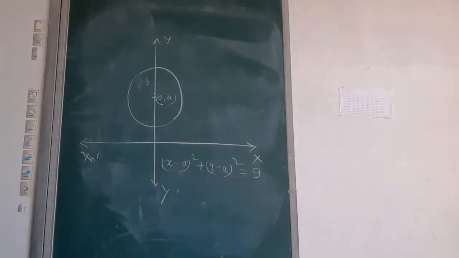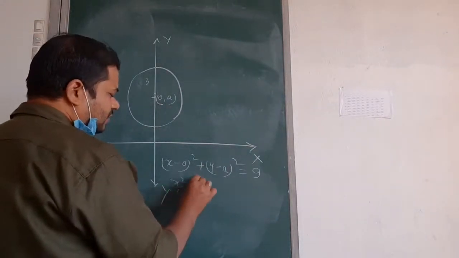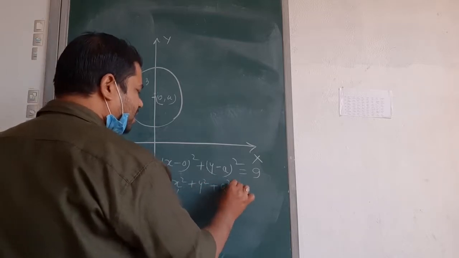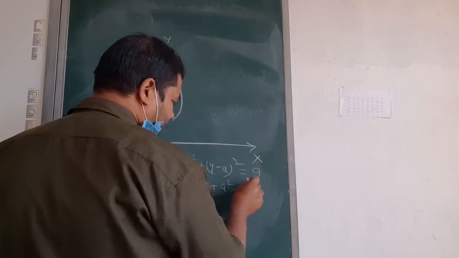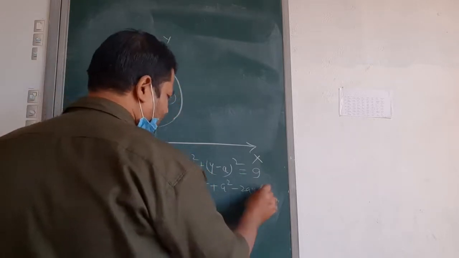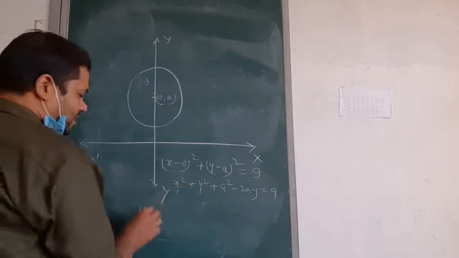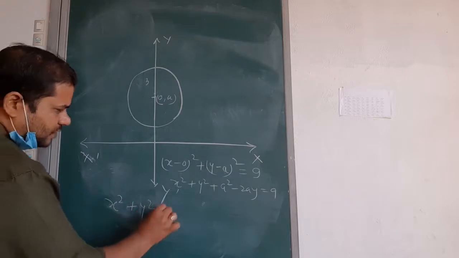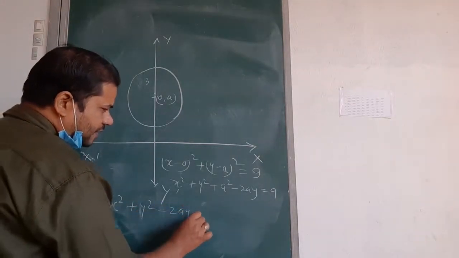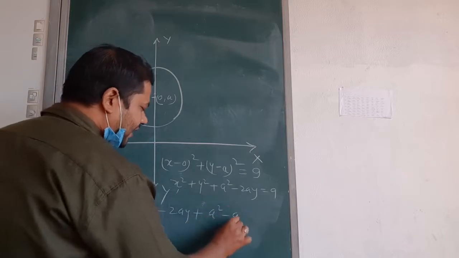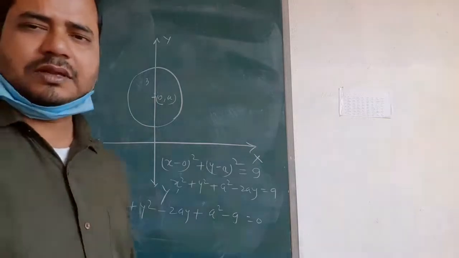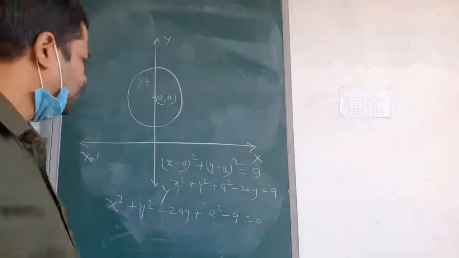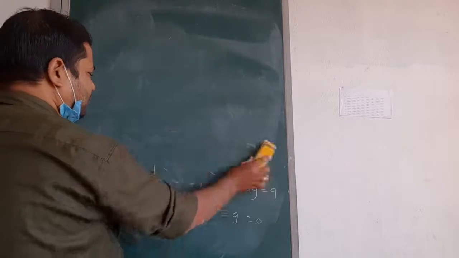3 square, since the radius is 3. So if you solve, you will get x square plus y square plus a square minus 2ay is equal to 9. So this is x square plus y square minus 2ay plus a square minus 9 is equal to 0. Okay, this is the equation of circle. So note it down. Afterwards we form the differential equation of this family of circles.